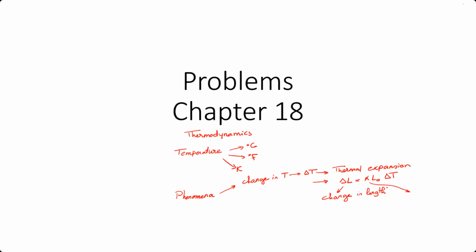So delta L here is the change in length. Alpha is the coefficient of linear expansion. It's a constant related to the type of the material that we are studying and the one that has changed its temperature. L0 is the initial length. So the larger the object initially, the more expansion it's going to undergo for the same change in temperature. And finally, delta T is the change in temperature.